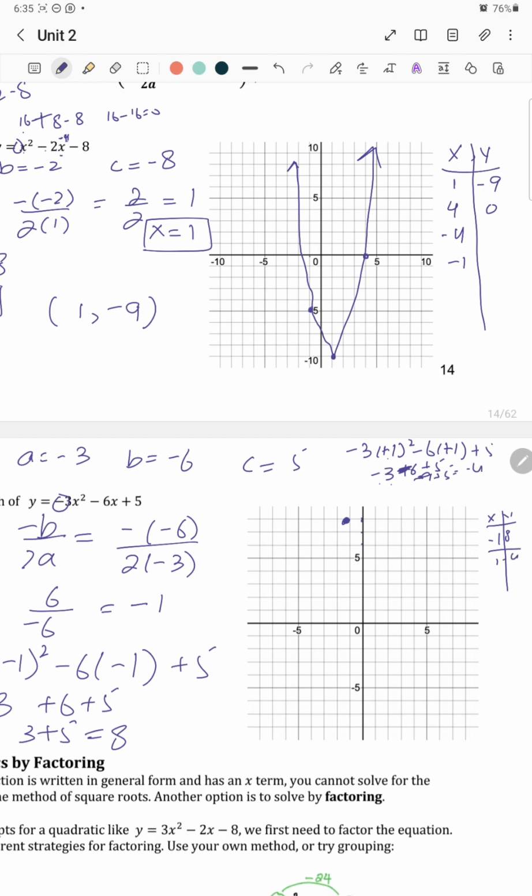For negative 1 it would be 8. Negative 1 it was 8. For plus 1 it's minus 4. For negative 2, five. For negative 2 it's 5.